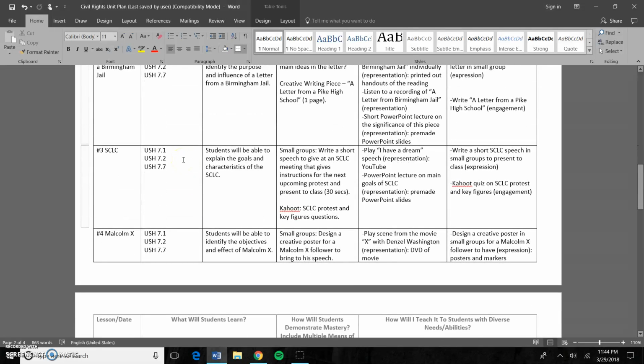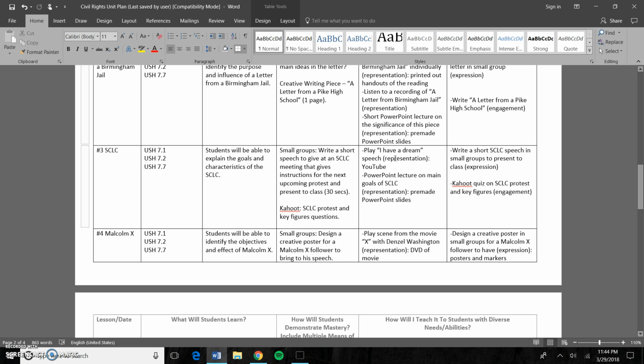Our third lesson is about the SCLC, which is Dr. King's group that he was involved with. Students will be able to explain the goals and characteristics of the SCLC. We'll start out this lesson by playing the I Have a Dream speech, which is probably the most well-known act of the SCLC, that March on Washington and Dr. King giving the I Have a Dream speech.